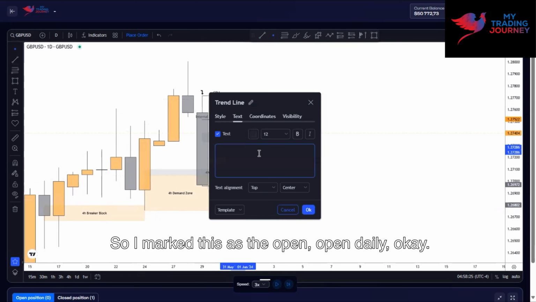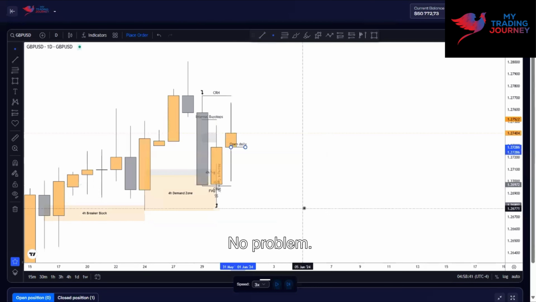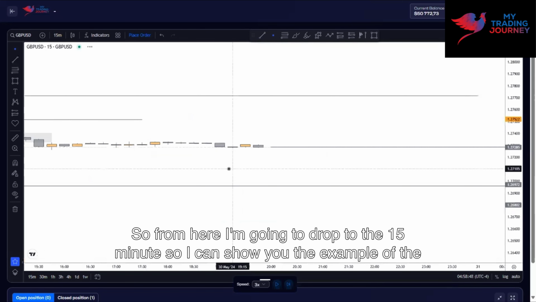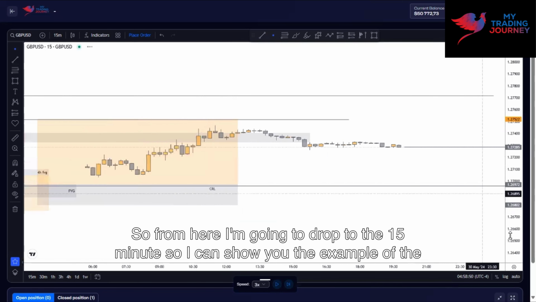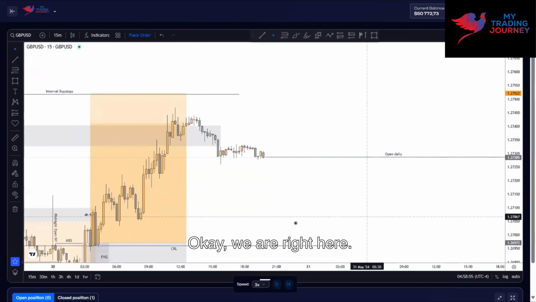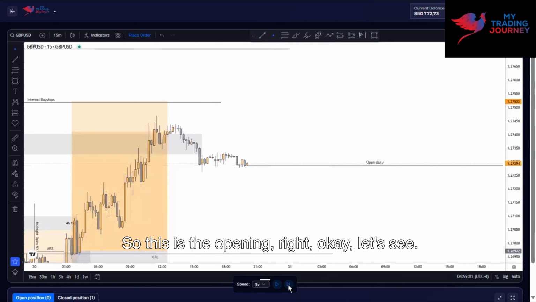So I marked this as the open daily. Okay, so open daily. Okay, no problem. So from here I'm going to drop to the 15-minute so I can show you the example of the trade. Okay, we are right here. So this is the opening, right? Okay, let's see.